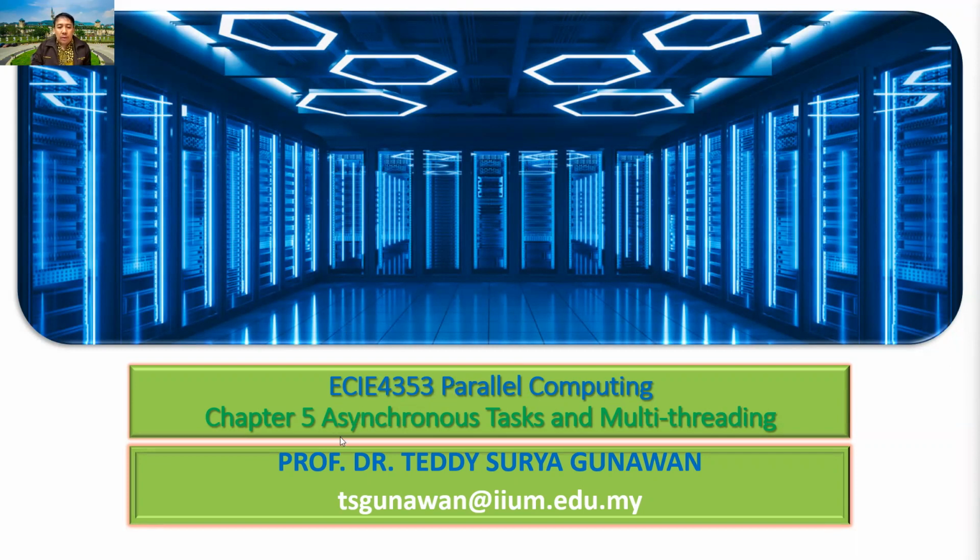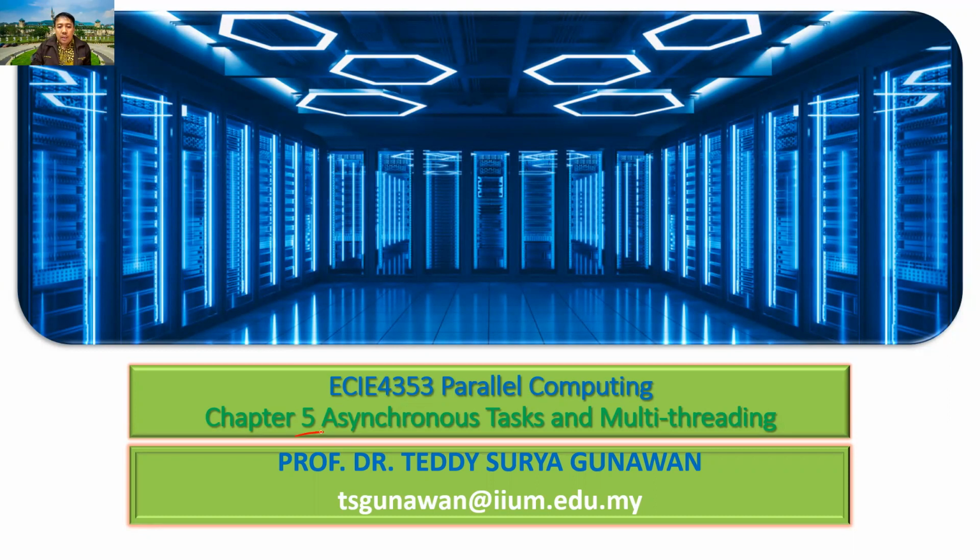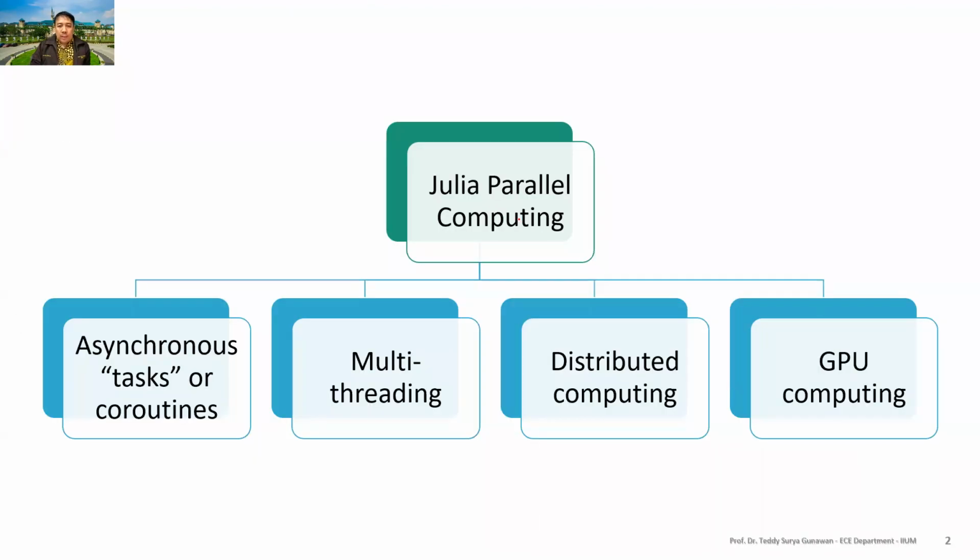We are moving on to chapter 5, which is asynchronous tasks and multi-threading. There are actually two chapters here, but we combine them because they are almost similar. The first one is tasks and the next one is multi-threading. How can we do multi-threading in Julia? These are the big topics on Julia parallel computing. We have asynchronous tasks or coroutines, which are mainly for I/O intensive applications.